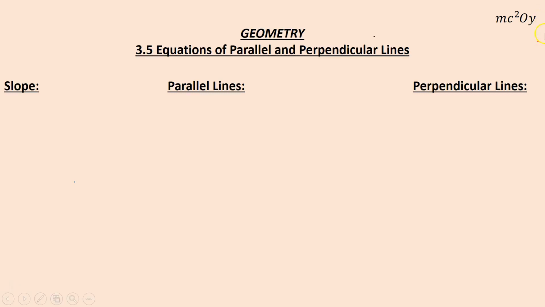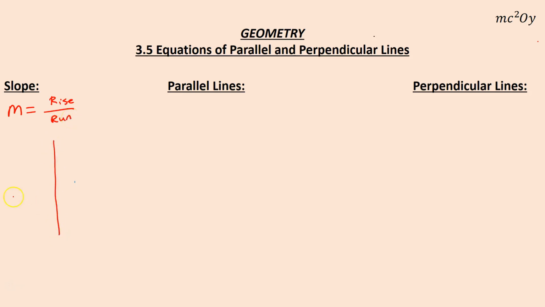Okay, well, we're going to talk about 3.5, equations of parallel and perpendicular lines. So the first thing we need to review is what slope is. Slope, we call m, and remember that's just rise over run, if you remember back from algebra.